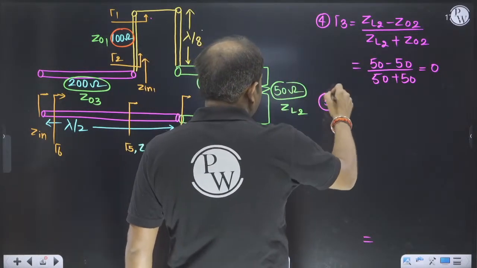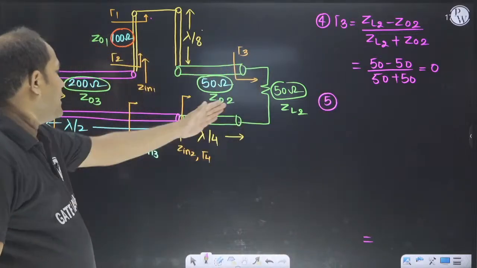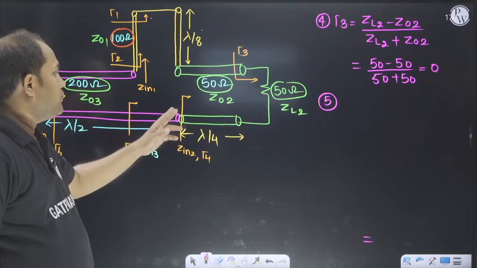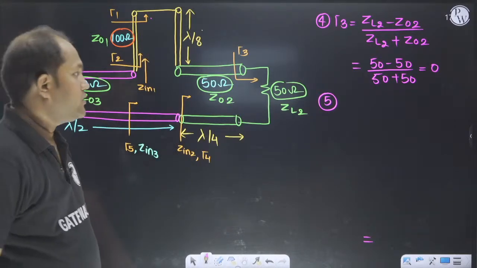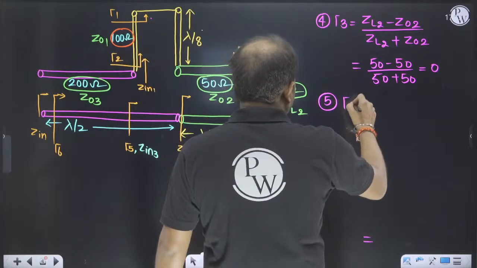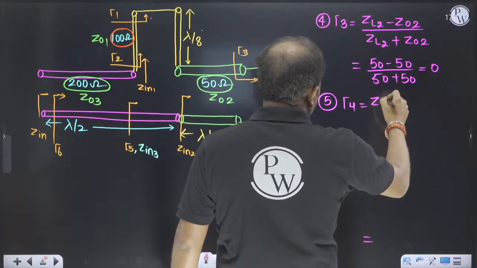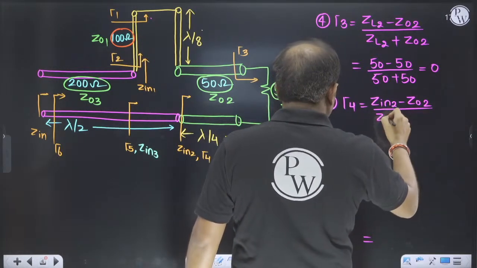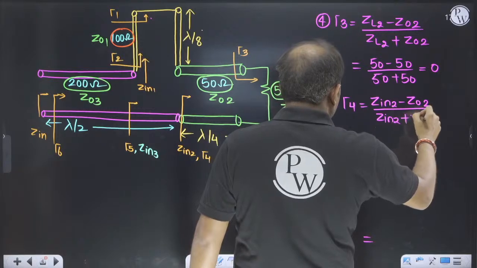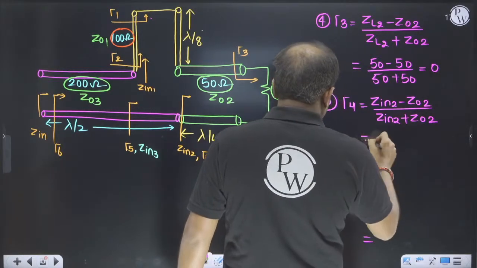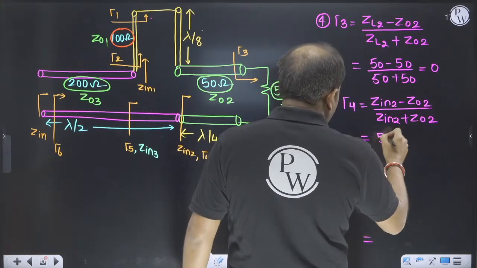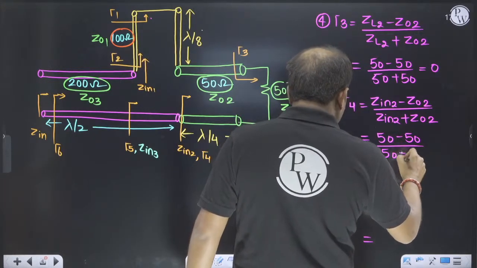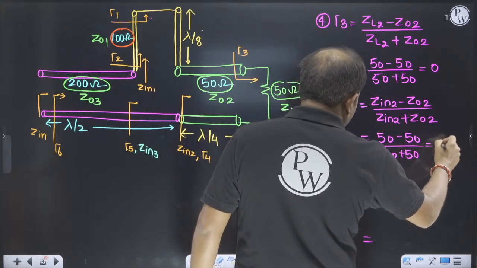Fifth one, you can apply for gamma 4. For gamma 4 there is Zin 2. You can apply the formula Zin 2 minus Z02 divided by Zin 2 plus Z02. Zin 2 is 50 and Z02 is also 50. So 50 minus 50 upon 50 plus 50 will be 0.